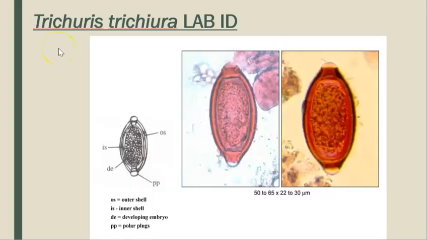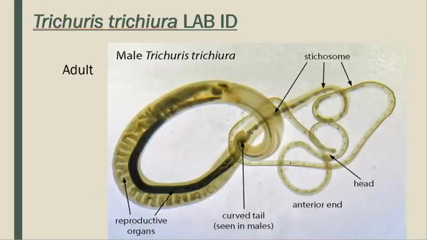Here's a little bit better detailed image of Trichuris trichiura. You have those two poles, you have an outer shell, you have an inner shell, you have that developing embryo, and it usually looks kind of grainy inside, but these are really good images of your whipworm eggs. Here's another example of what the adult whipworm looks like. This is a male, or example of a male.